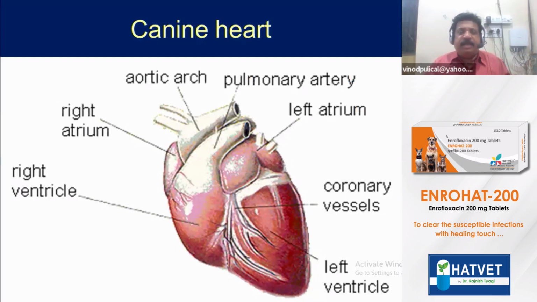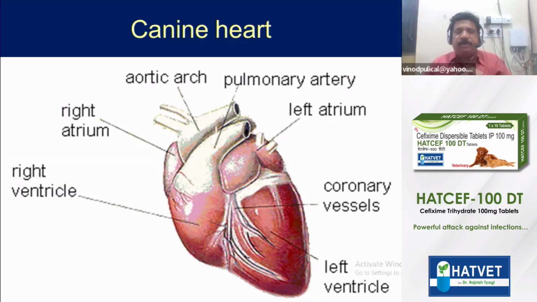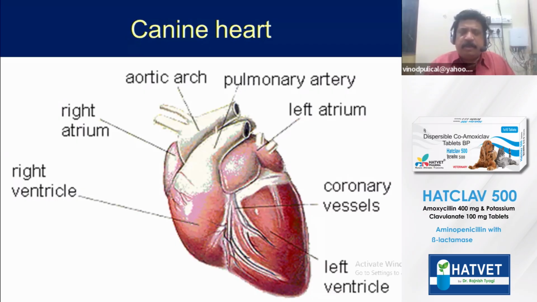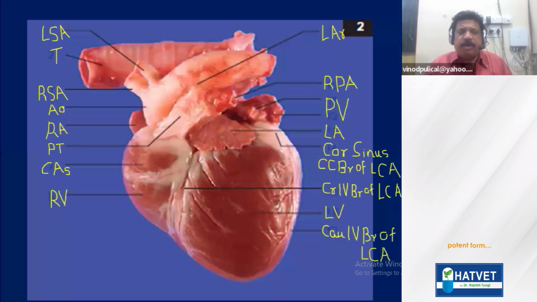Let us first of all see the canine heart. This is just to refresh the ideas and the knowledge you have. In the canine heart, as in the human being, we have the atrium on the top, on the dorsal aspect, on the anterior aspect, and posteriorly we have the ventricles, the right and the left atrium, then the aortic arch, the aorta starting from the left ventricle, the pulmonary artery starting from the right ventricle. All those things we know, the coronary vessels.